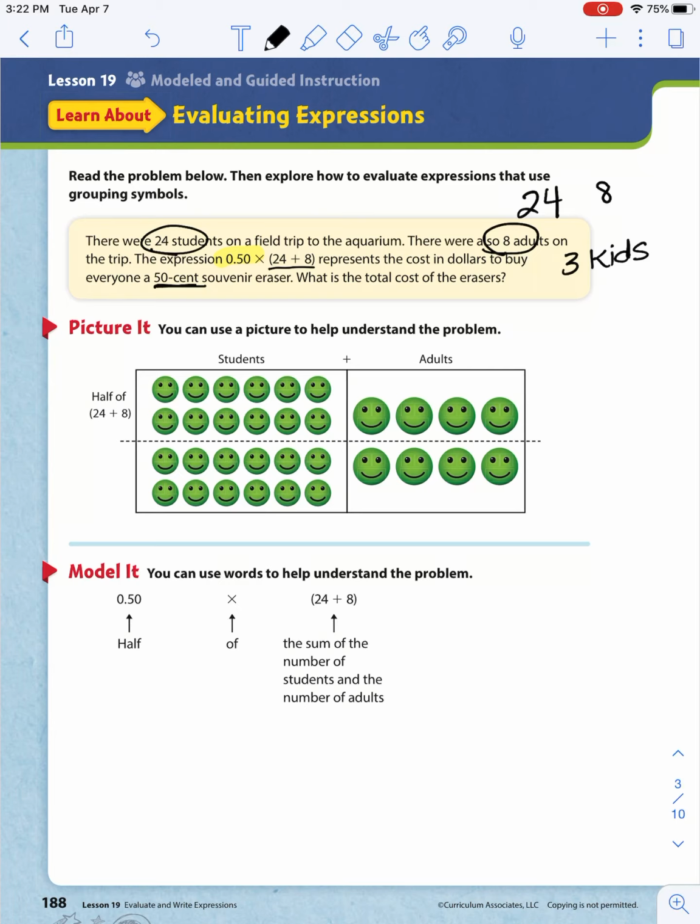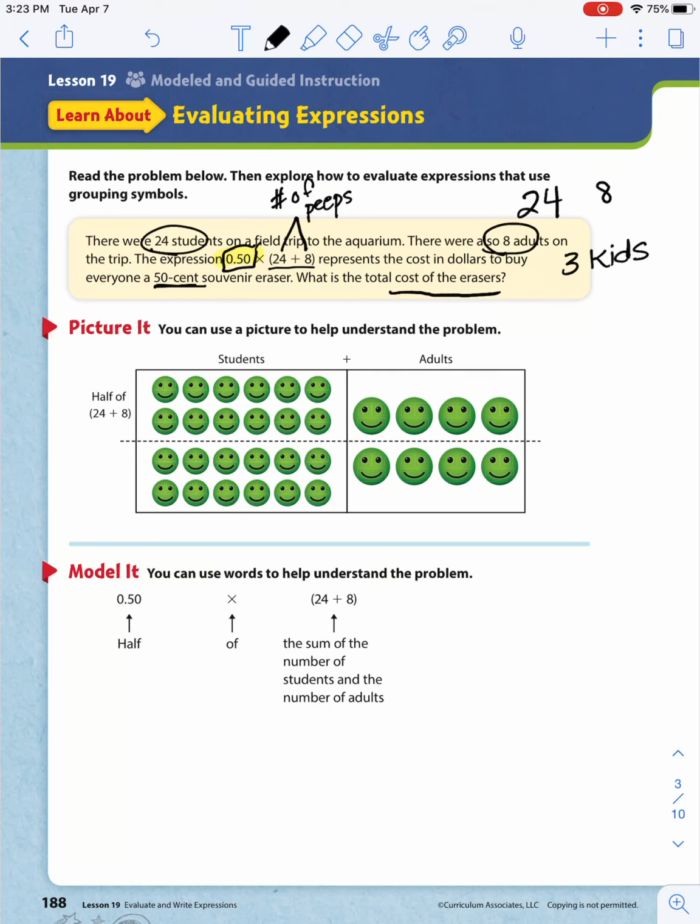We know that in order of operations, we do what's in parentheses first. So if we do 24 plus 8 first, that'll tell us the number of people that we need to buy the erasers for, and then we would be multiplying that times 50 cents. Why? Because the erasers are 50 cents each. So you multiply the number of people times the cost of the eraser, and that'll tell you how much it would cost to get all of those erasers.